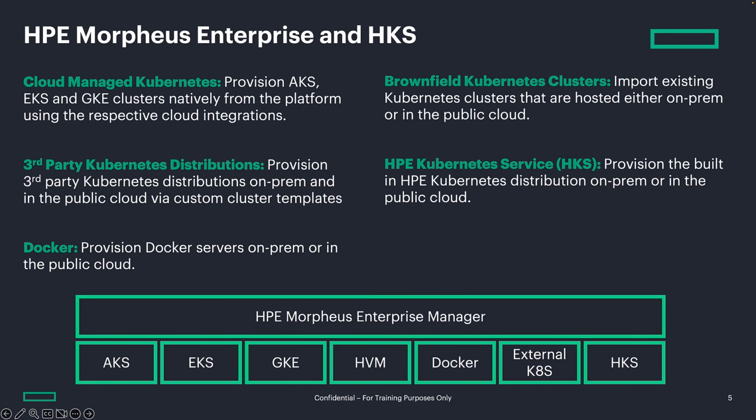Additionally, HPE Morpheus Enterprise supports Docker server provisioning and can integrate with existing Kubernetes clusters, enabling you to brownfield pre-existing clusters and bring them under centralized management. This ensures those clusters benefit from the full suite of capabilities the platform offers. And of course, HKS is now supported on HVM, adding even greater flexibility.